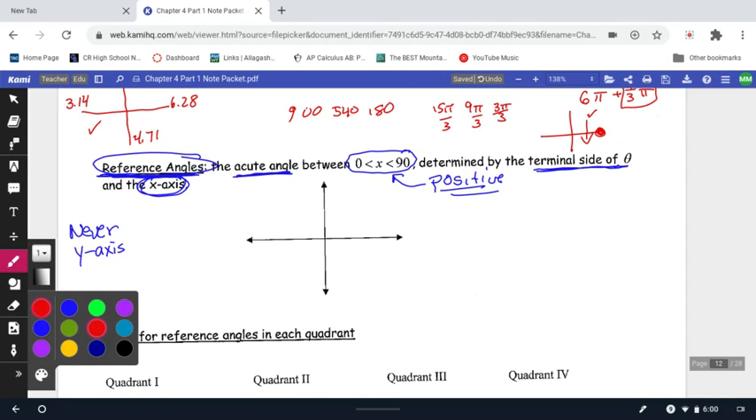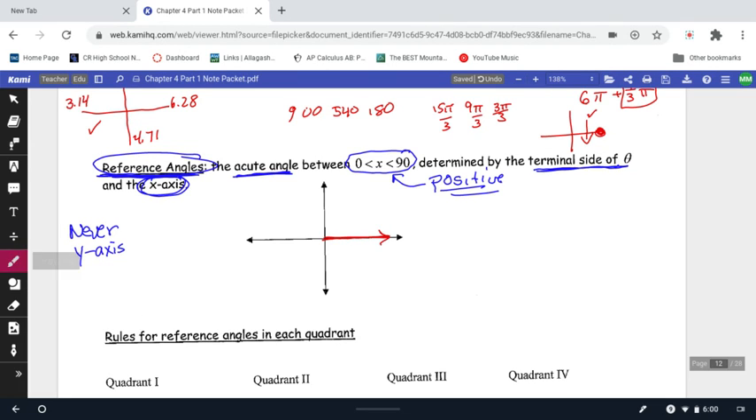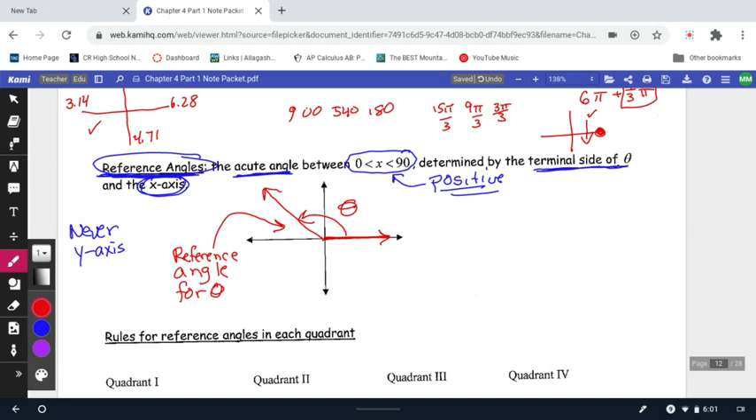Okay, so here, let me just give you a little picture here. So if I was going to draw an angle here in standard position, again, I'll put it in the second quadrant. Here's angle theta. Its reference angle is that angle right there. There is the reference angle for theta. Okay, because it is formed by the terminal side, so there's the terminal side, and the x-axis, so it's that angle right there, okay?